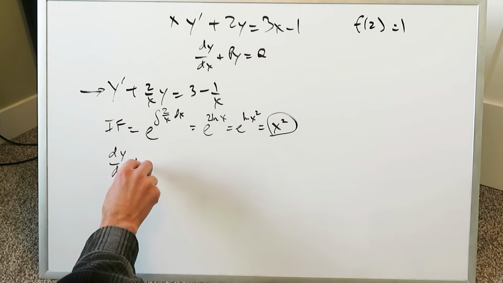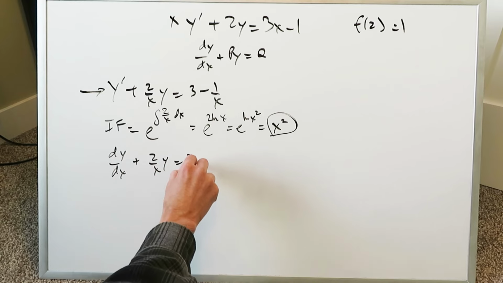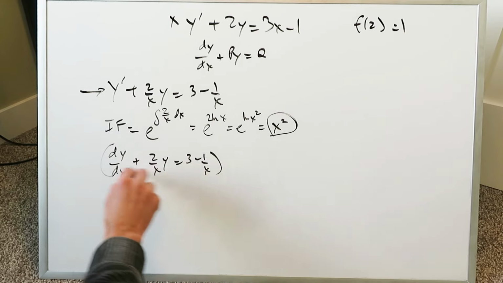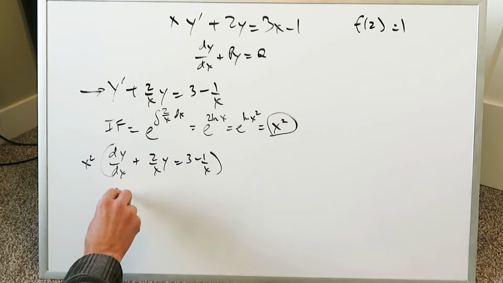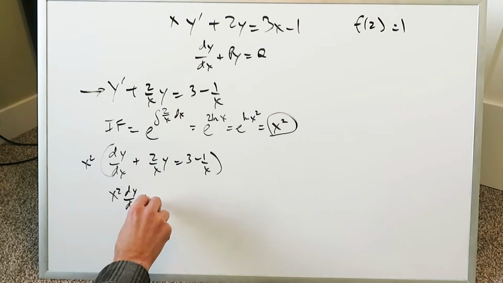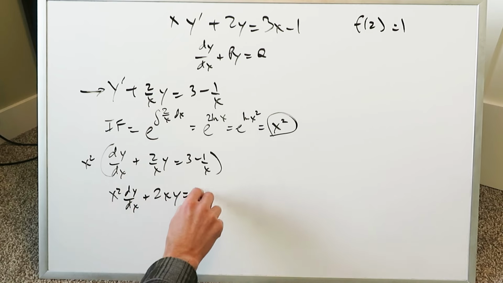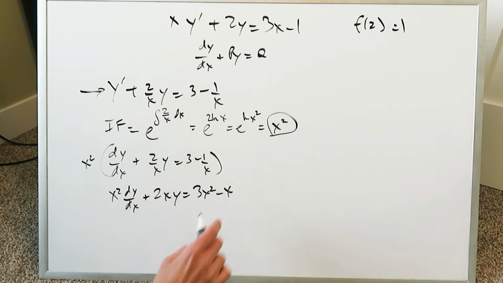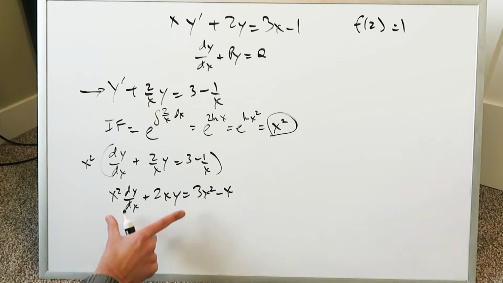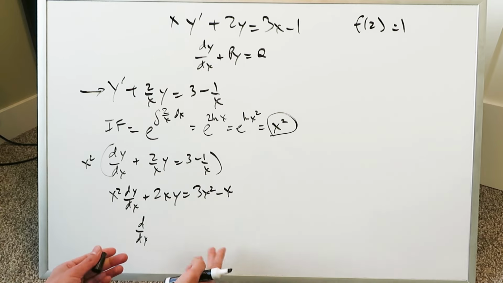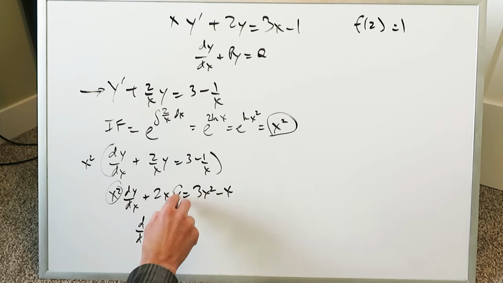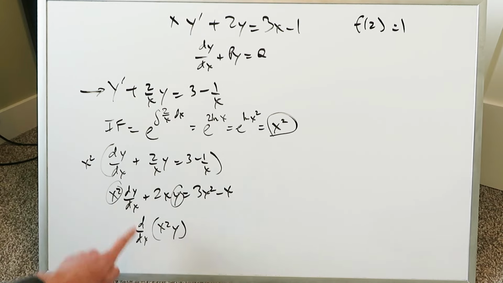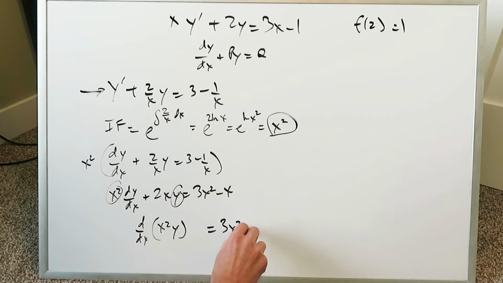dy/dx plus 2 over x times y is equal to 3 minus 1 over x. Now you're hitting it with this integrating factor, and you can apply it. When you apply it, you're getting x squared dy/dx plus 2xy is equal to 3x squared minus x. Now you have to see which implicitly differentiated expression this is coming from, and it's going to be x squared y. If you do the product rule, implicit differentiation, you'll end up with that, which is equal to 3x squared minus x.